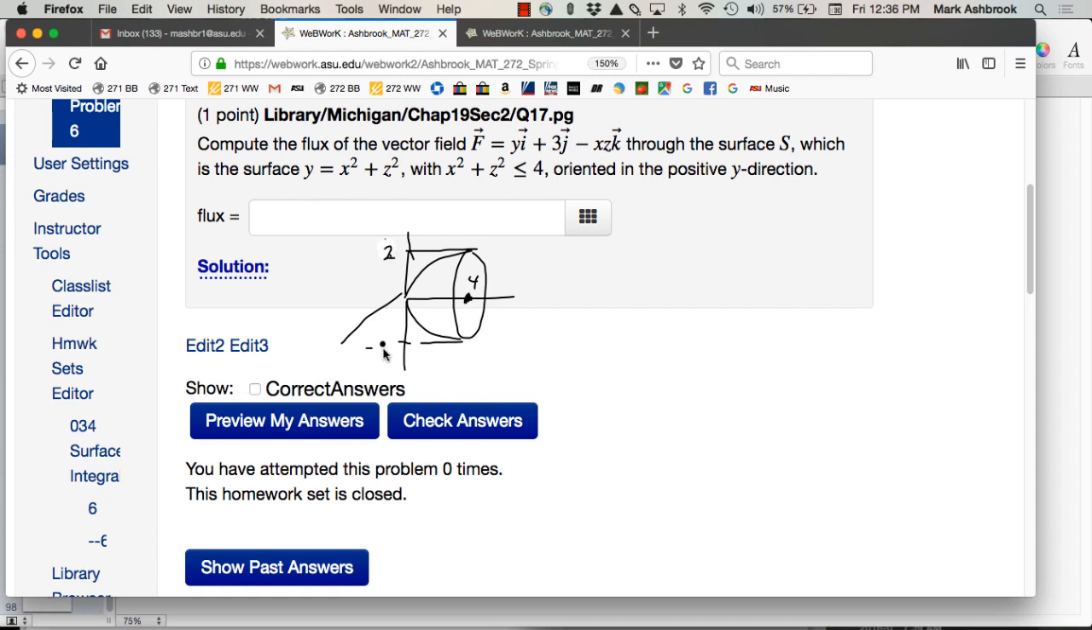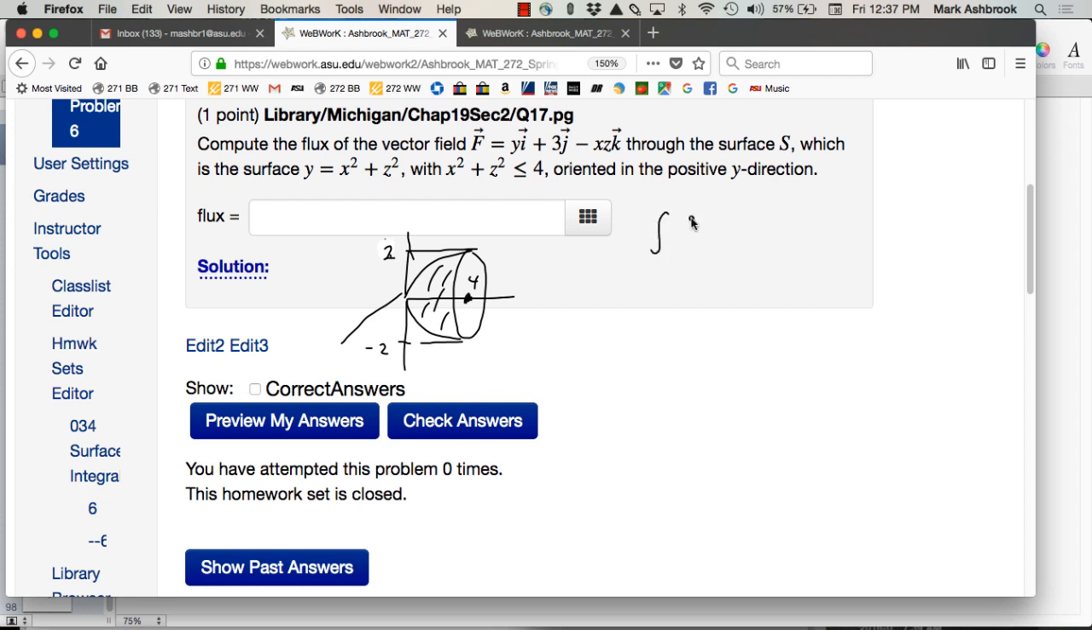Okay. All right, so does this flux integral qualify for the divergence theorem? What kind of surface integral would you have to be doing for the divergence theorem? Closed, right? Is it closed? No, it's not closed. It's just this paraboloid, right? So we can't use a triple integral to solve this problem. Or can we?